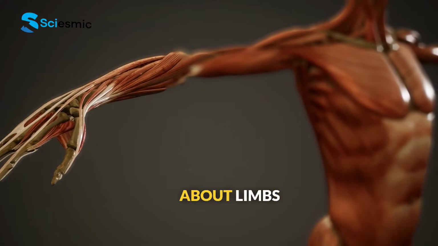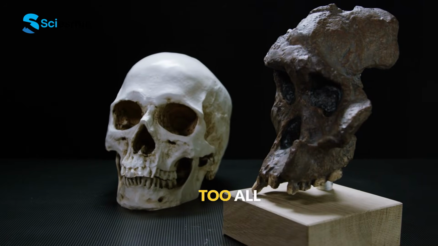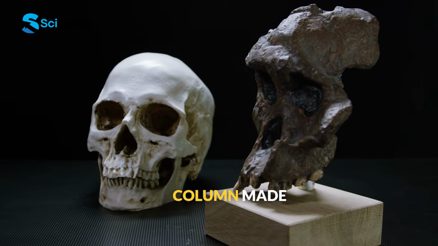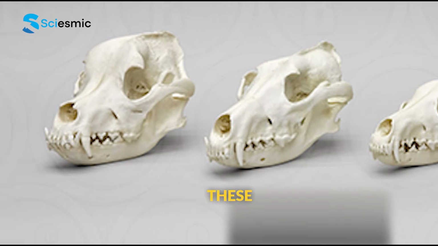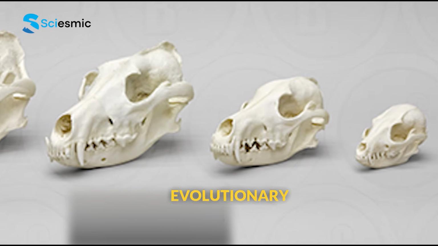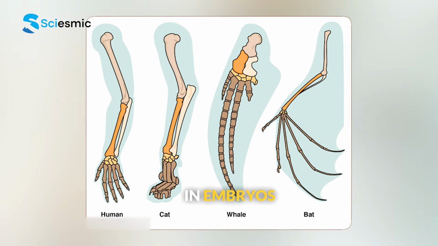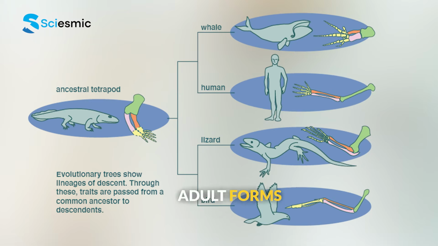Now, we've talked a lot about limbs, but it's not just limbs. Vertebrate skulls share similar bone patterns too. All vertebrates have a vertebral column made of repeating vertebrae. These anatomical similarities across different species reveal their common evolutionary heritage. Homologous structures often develop similarly in embryos, even though adult forms might differ.